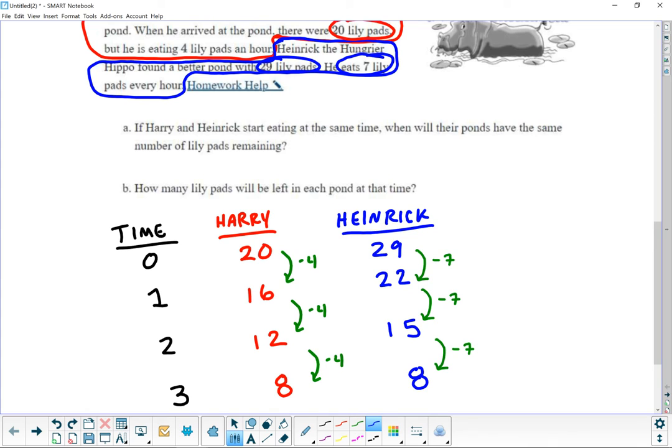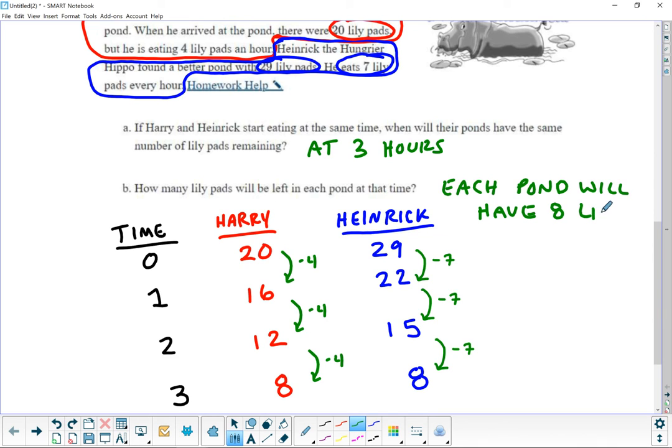So if Harry and Heinrich start eating at the same time, when will their ponds have the same number of lily pads remaining? So we will say, at 3 hours. Okay, and how many lily pads will be left at each pond? Okay, each pond will have 8 lily pads at 3 hours.